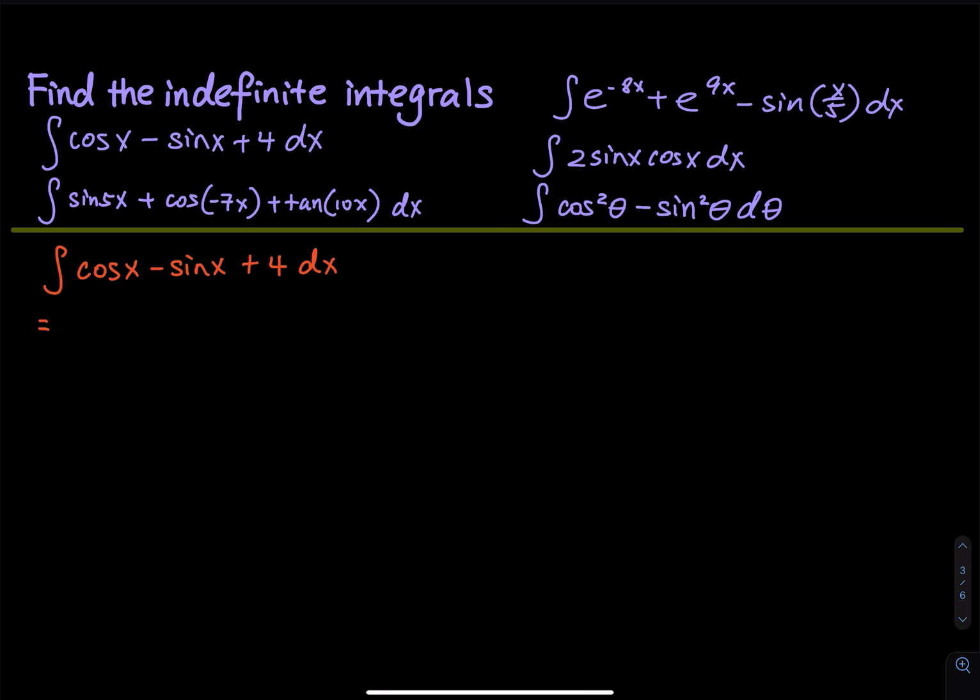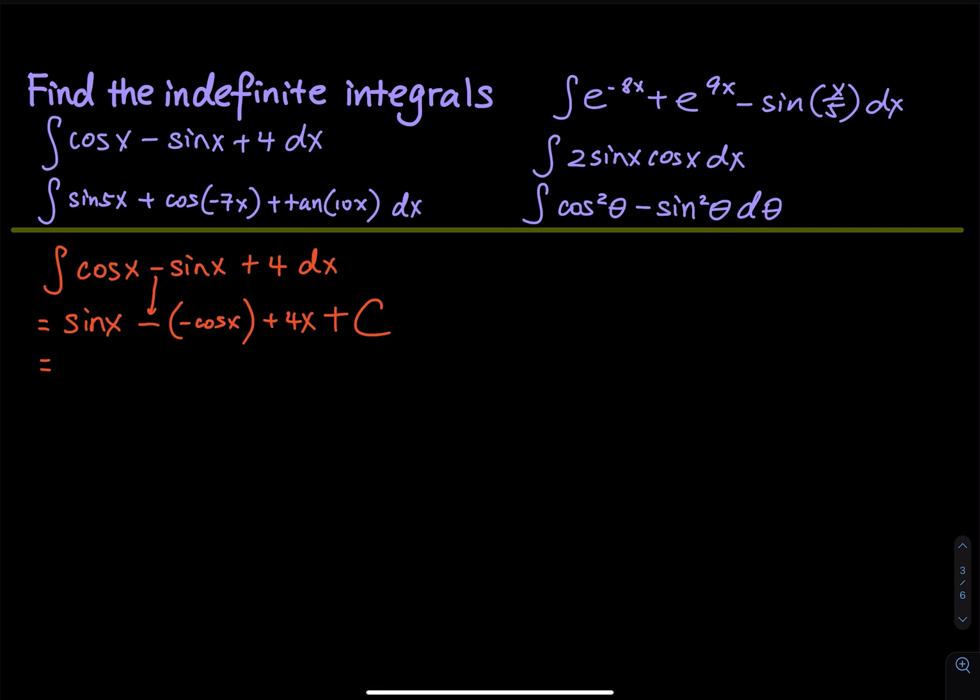So the integral of cosine is equal to sine of x, and then this minus carries over, right? And then the integral of sine is equal to negative cosine. The integral of 4 is equal to 4x. And then don't forget, for an indefinite integral, you always need to add a constant c at the end.